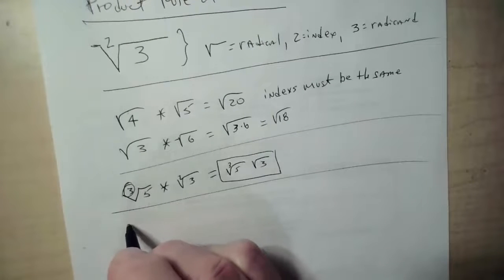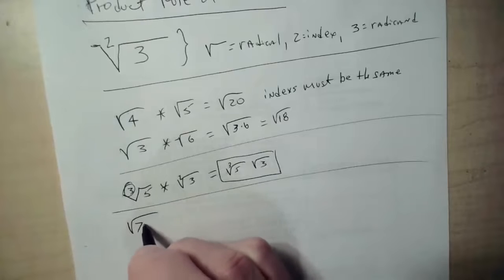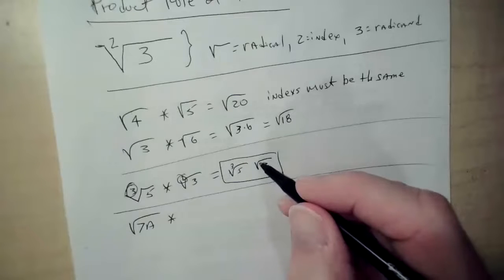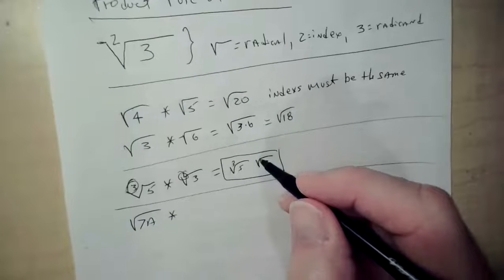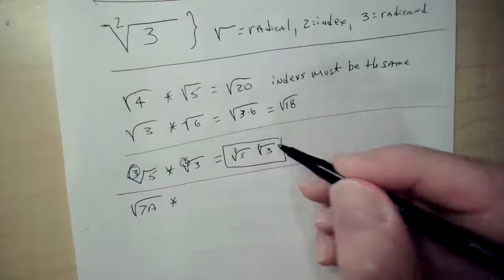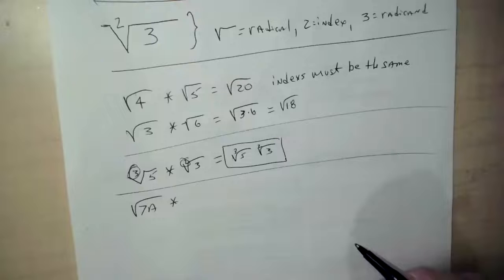Now if we have the square root of 7a. So we don't do anything with the 2? You're talking about the index? Yes. No, you don't have to. You can put it in there if you want, but remember, if it doesn't show there, it's assumed to be a 2. Everybody got that?